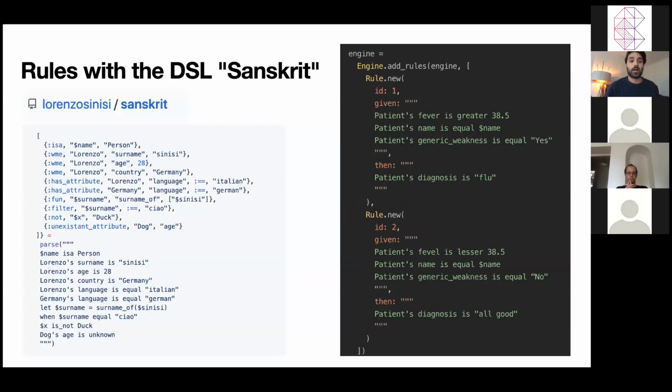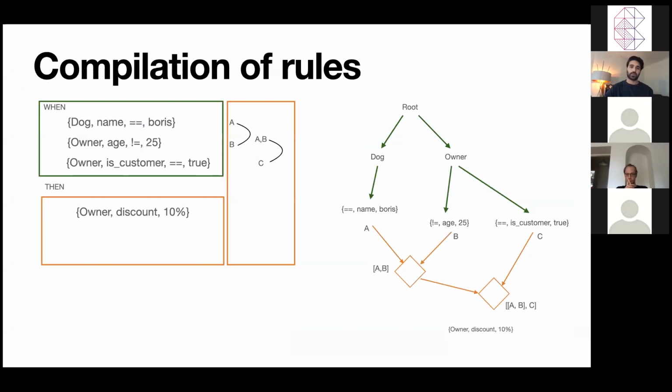To simplify the creation of expert systems in Elixir, I've also come up with a very simple, very brutal DSL, which has to be improved, but it's just an initial phase, which is called Sanskrit. This is also open source and it's free there. And you can see on the left side how it's parsing statements. And on the right side, you can see an example of a more high-level interface where the rule is not anymore just a map, but it's rather a struct. And you can just say add rules, et cetera, et cetera.